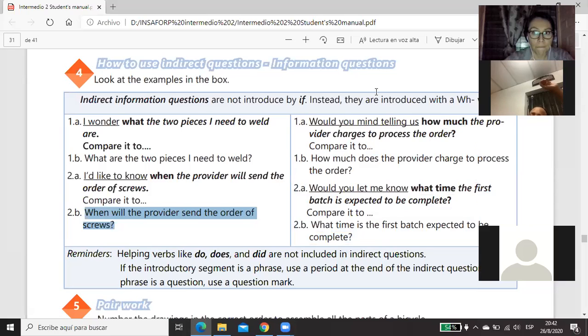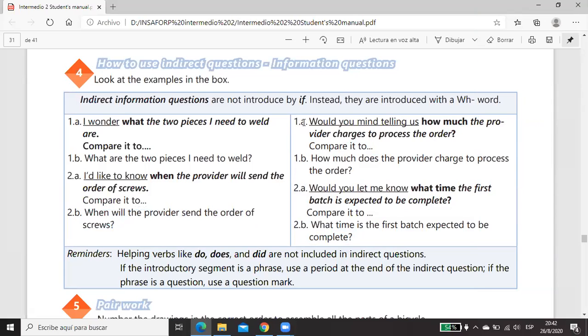Claudia, can you read the ones on the right? And please read 1A and 1B, please. 1A. Would you mind telling us how much the provider charges to process the order? And 1B, how much does the provider charge to process the order? Okay. All right. Good. And what differences do you see between A and B, please? Claudia, or anybody else?